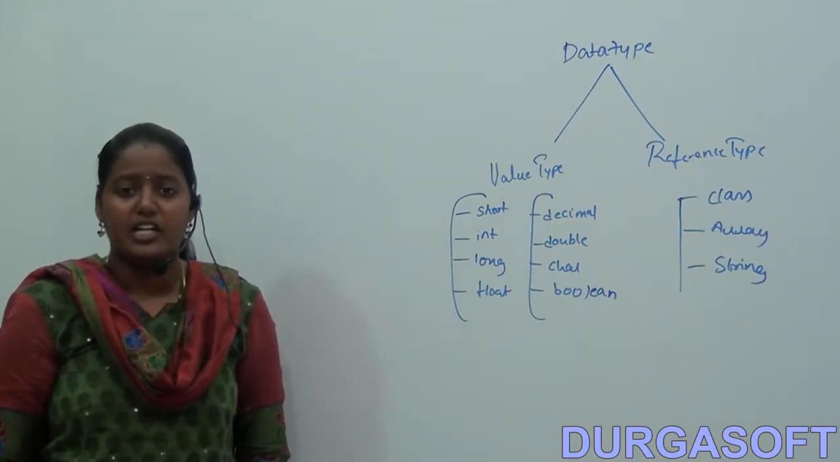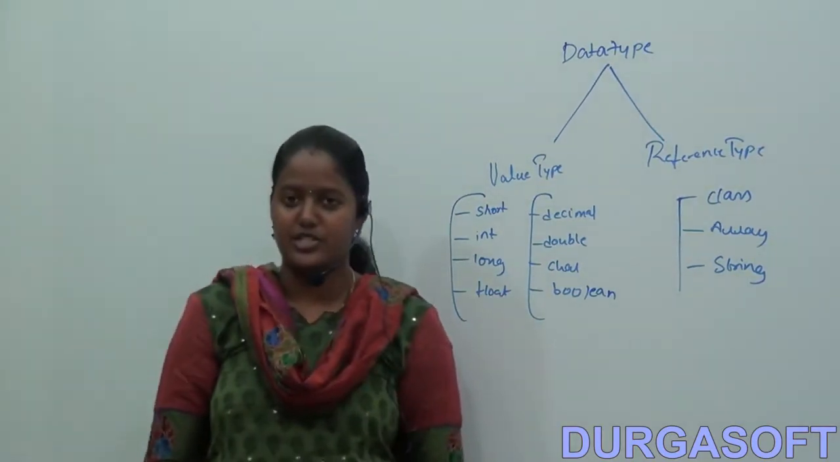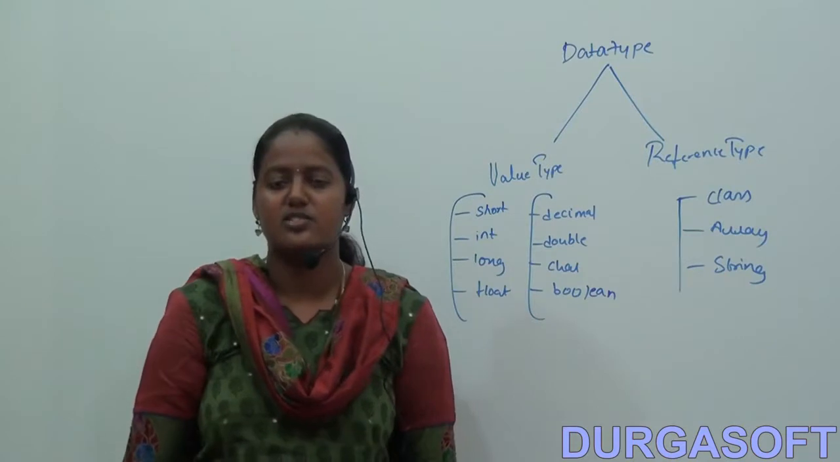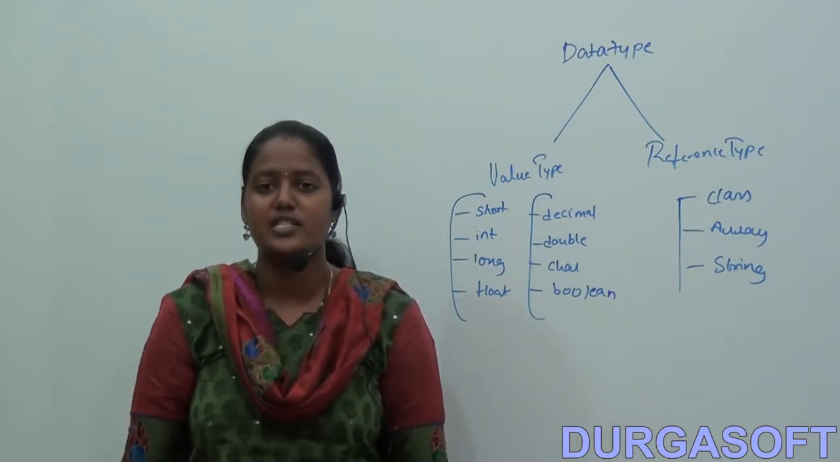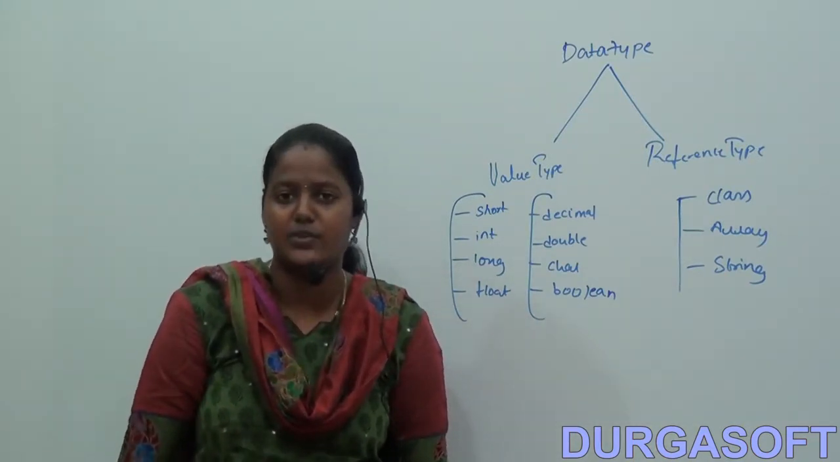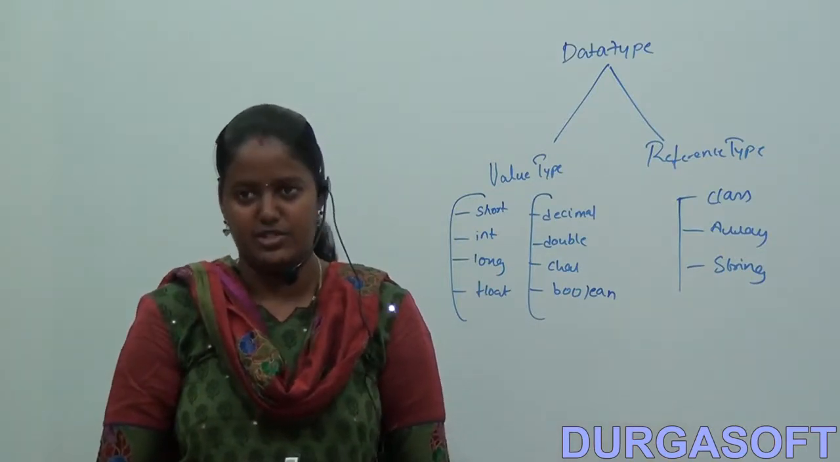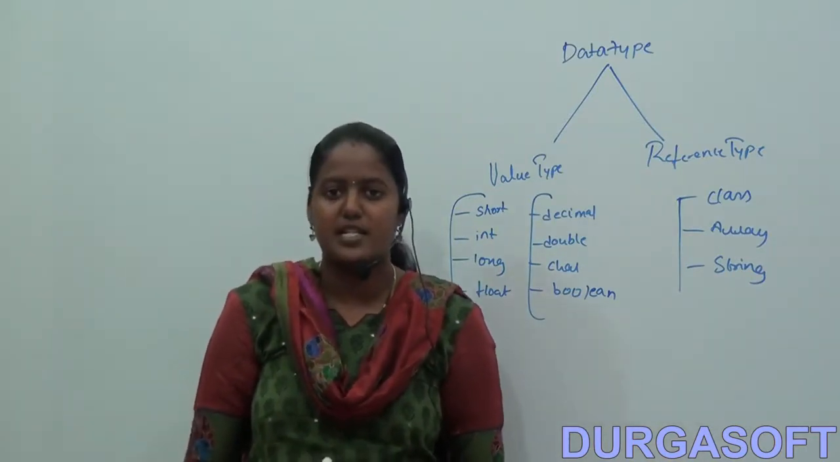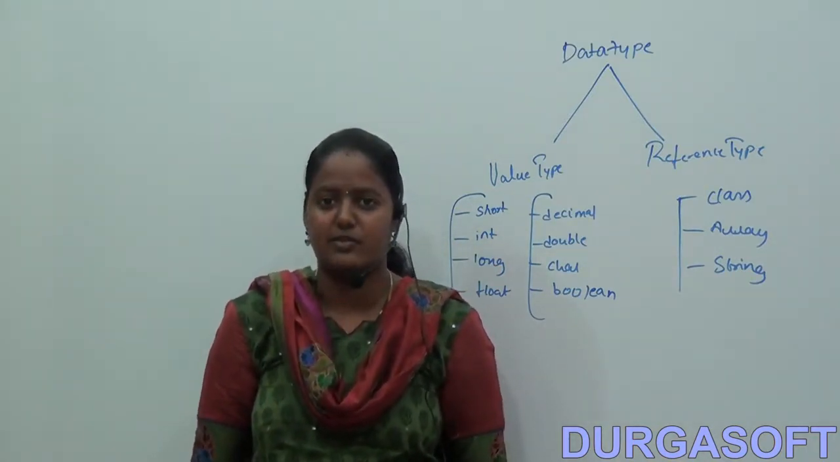And we have conversions, data type conversions. Data type conversions are of two types. First one is implicit conversion and second one is explicit conversion. So now what is implicit conversion and what is explicit conversion?